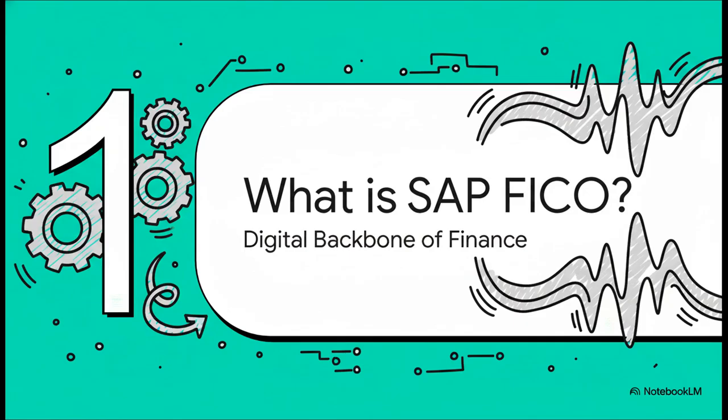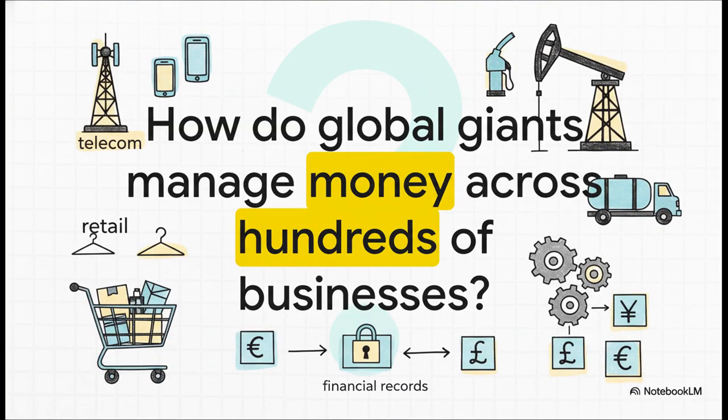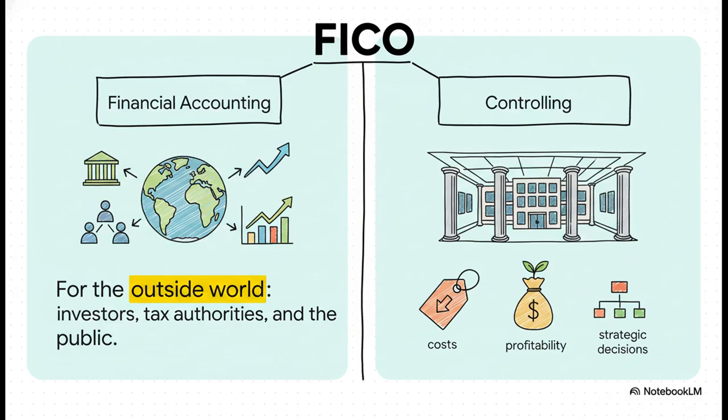So what is this FICO thing anyway? Well, the first thing you got to know is that it's not just one thing. It's actually two separate but totally interconnected modules, FI and CO, and they work together perfectly. I mean, just picture a huge conglomerate. It could own businesses in telecom, retail, maybe even petroleum. Seriously, how does the main headquarters keep the financial records for all of those completely different worlds from turning into total chaos? And that's exactly where FICO steps in.